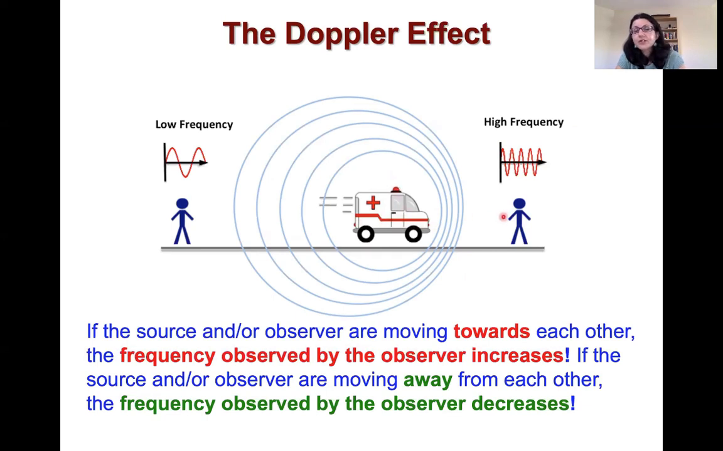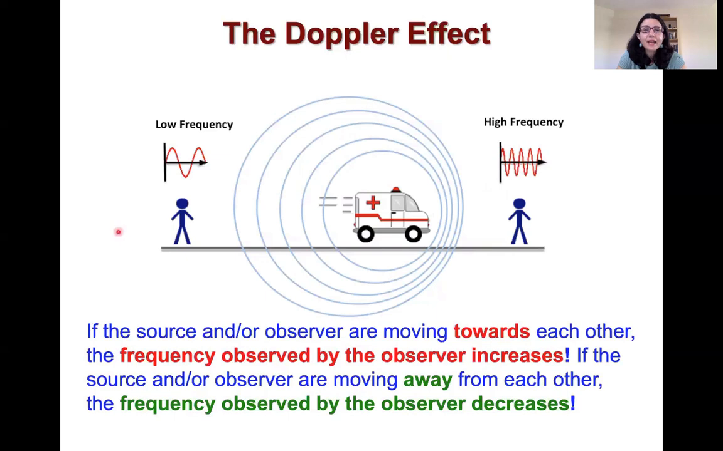But if the ambulance is moving, by the time it's ready to emit, let's say, a second crest, the source itself has moved, so it's going to emit a crest in such a way that it's already closer to the next one. So the wavelength, or the distance between these neighboring waves, will decrease. If the wavelength decreases, it tells you that the frequency increases. Remember, they're inversely proportional to each other because the speed of the wave is frequency times wavelength. So wavelength goes down, frequency goes up.